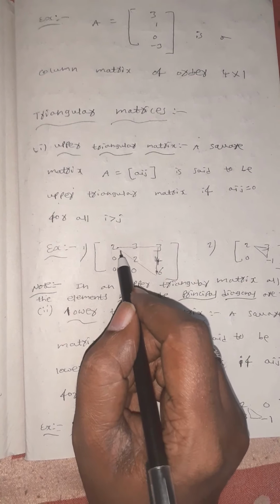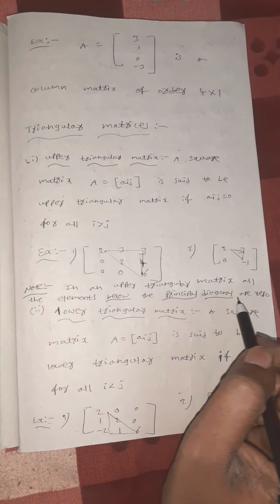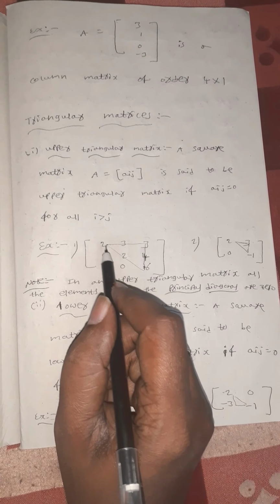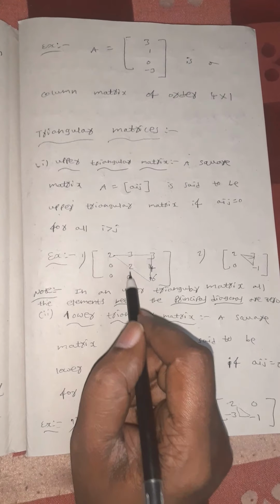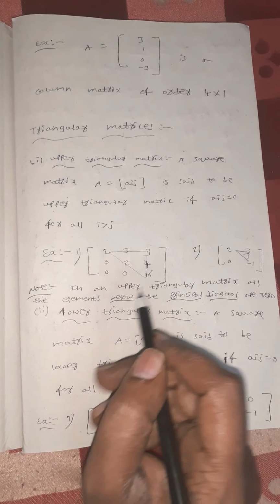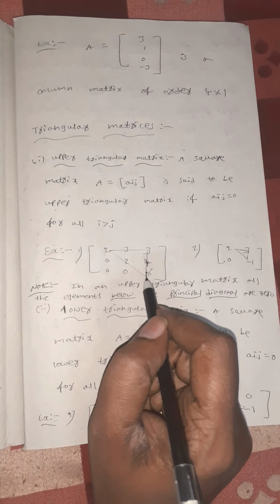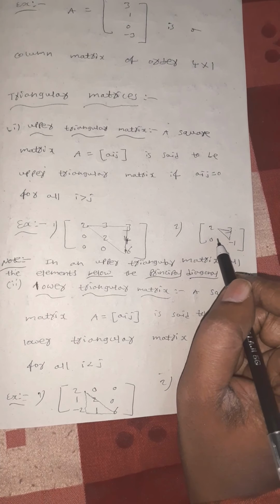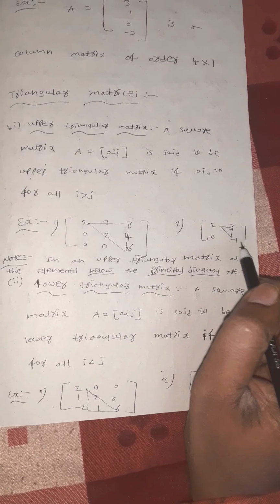i greater than j. So in an upper triangular matrix, all the elements below the principal diagonal are 0. So this is the principal diagonal. Below the principal diagonal, all the elements are 0. Then it is called an upper triangular matrix. So see here, if you join like this, a triangle is forming. This is a 3 by 3 matrix. Similarly, for a 2 by 2 matrix also it is possible: 2 3, 0 -1.